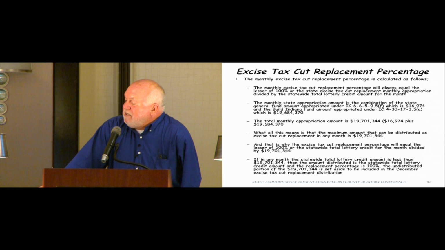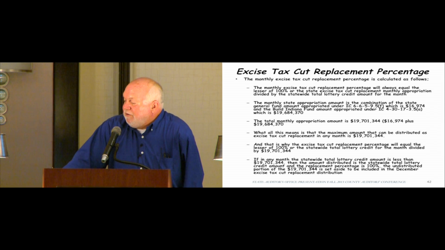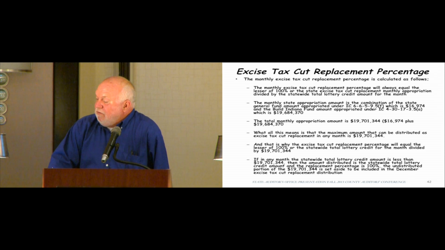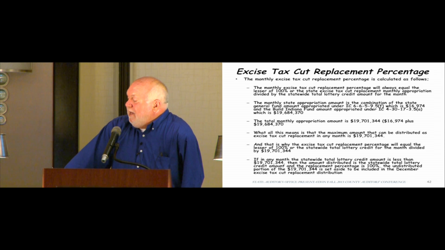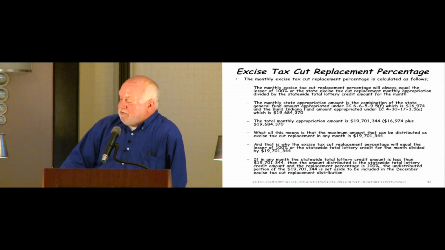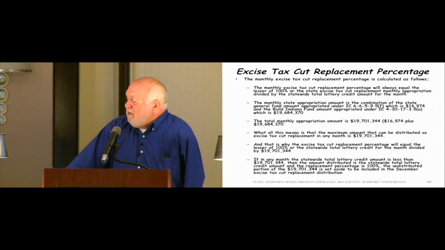So what this means is that the maximum we will distribute in excise tax cut replacement for a month in total, I gave you just the BIF amount, the total is the $19,701,344. It's made up of a portion of a general fund appropriation, which is $16,974, and a Build Indiana Fund appropriation, which was the number I gave you earlier, the $19,684,370. So the $19,701,344 is the total we'll distribute in any one month during the months of January through November.